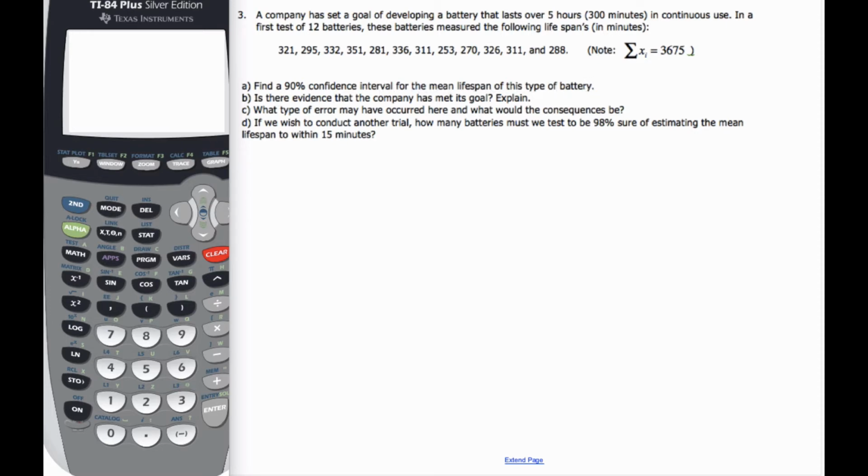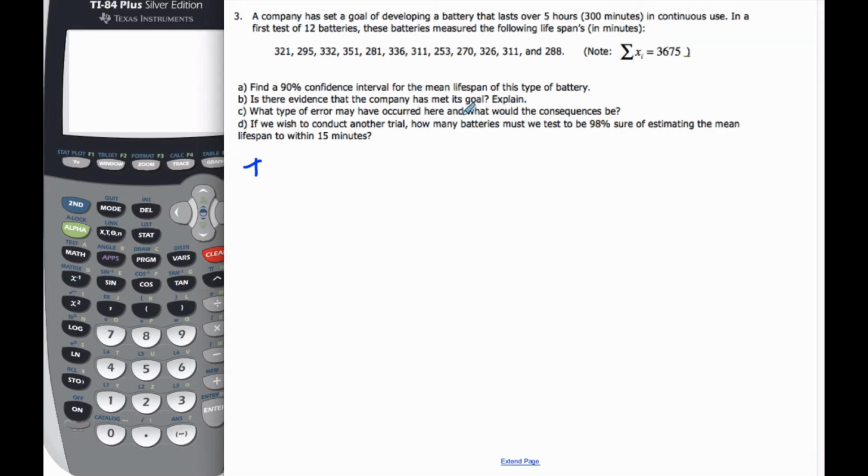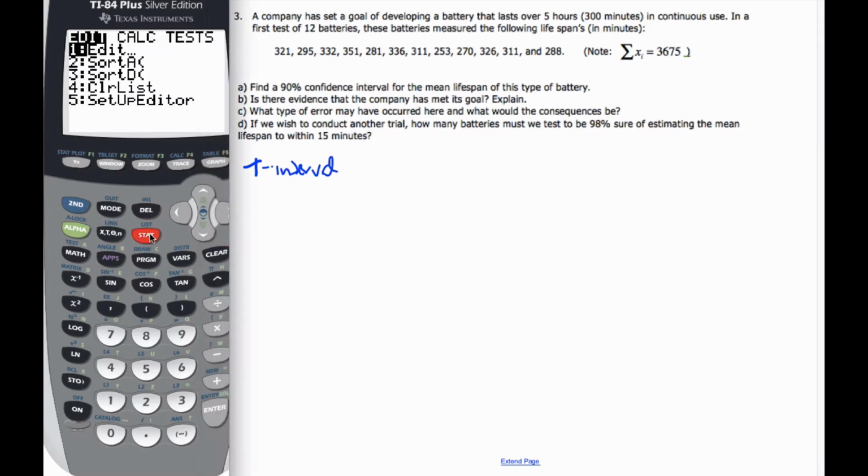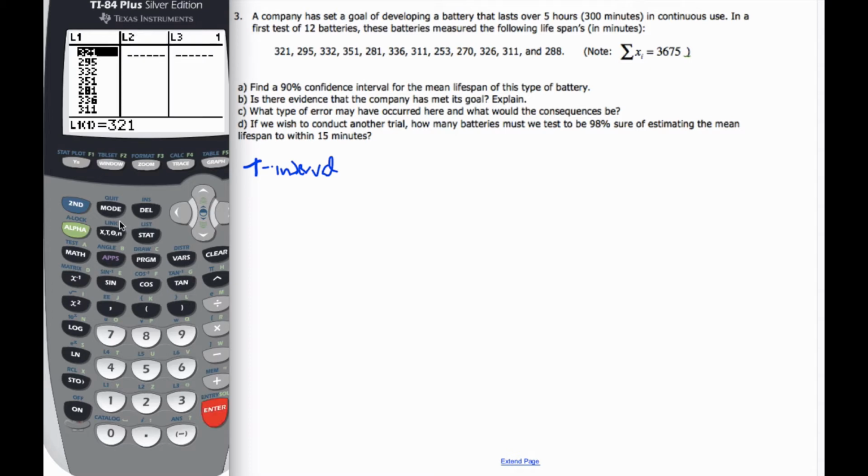Well, to start off with, the first thing I'm going to do is name the test. It's going to be a T interval. And I'm going to throw these numbers into my calculator so that I can get the rest of my numbers. And you can see I've already put it into L1.